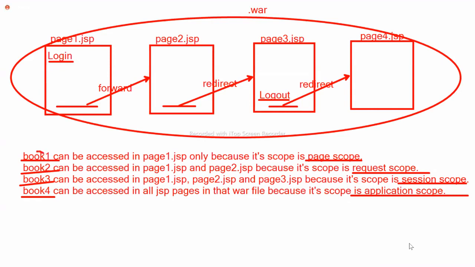Now book 1 is like private, but don't write like that, because that scope concept is different. That scope is within the class only, and here the subclass concept is also not there, so leave it. Page scope means within the page. Request scope means as long as the request is available. Session means as long as the session is available. Application means the entire application. That's the difference.